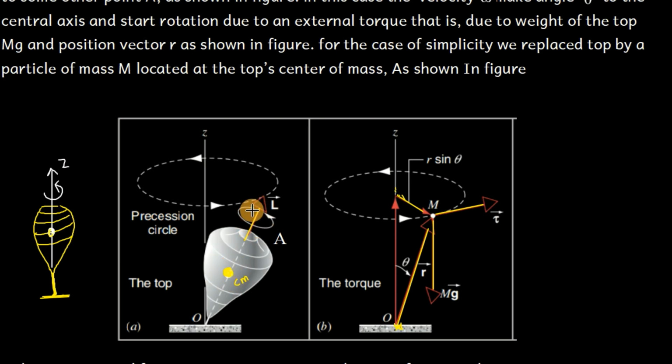So it has two types of velocity: one is rotational angular velocity, this one, and secondly it rotates in this path. The rotational motion of the spinning top in this path is known as precessional motion, and its velocity is known as precessional velocity, and the circle traced by this spinning top is known as the precession circle.